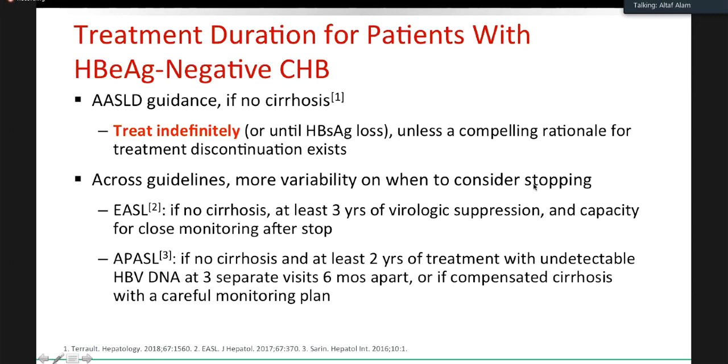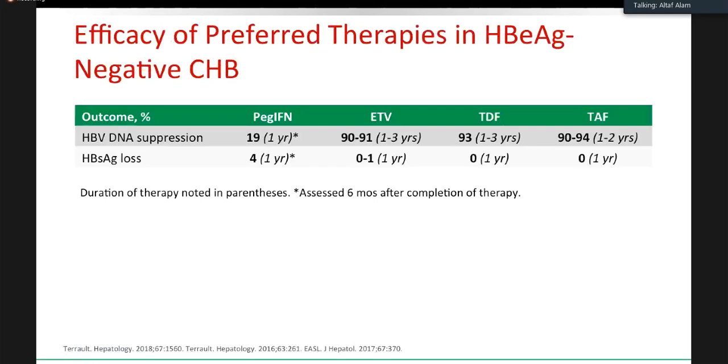Across guidelines, they now recommend, particularly the EASL guideline, if no cirrhosis, E antigen negative disease, at least 3 years of viral suppression and capacity for close monitoring after stop, then you can stop therapy. So practically in E antigen negative patients, the treatment is lifelong.